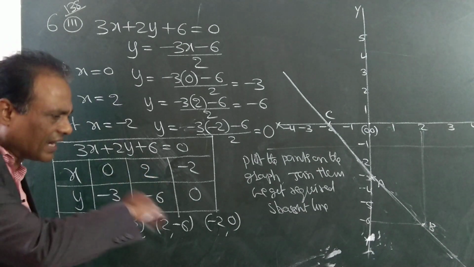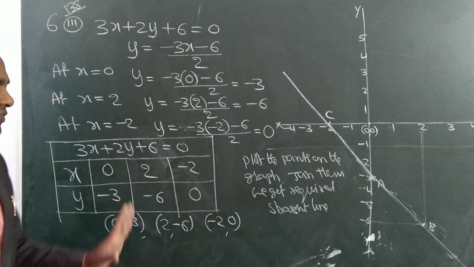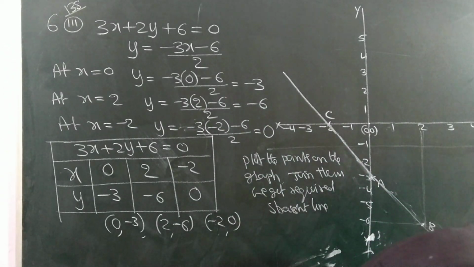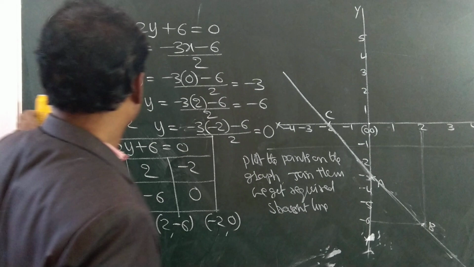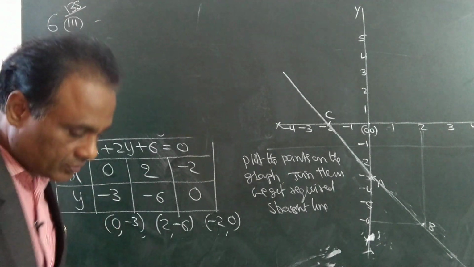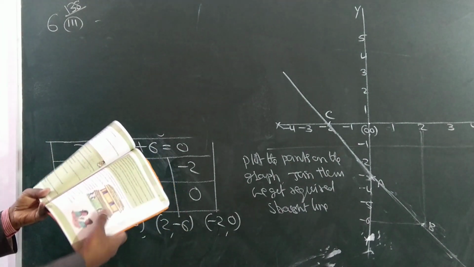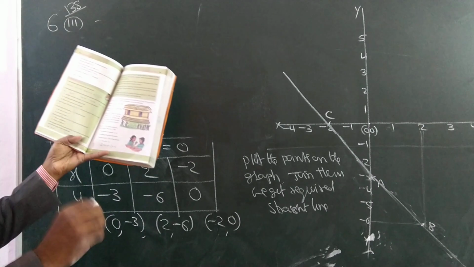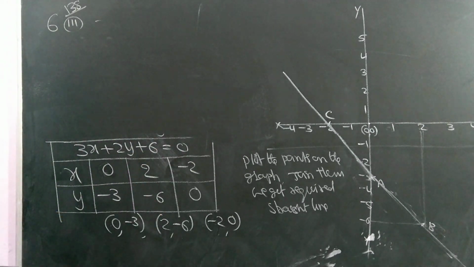There is another question, a continuation. First you complete this and I will explain that second also. There is some continuation of this problem. The question is, also find the coordinates of the points where the graph cuts the coordinate axis. This is the graph.